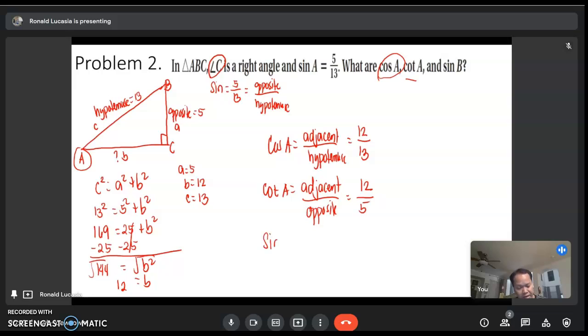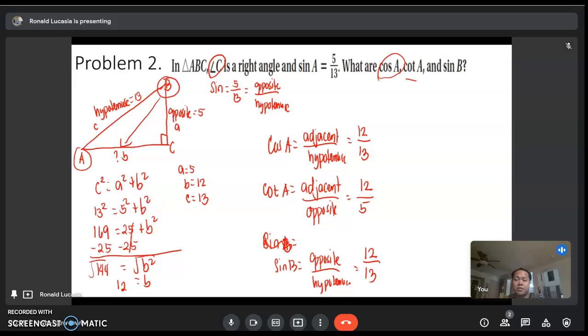And then you have sine B, sorry. This time you are going to look at the angle which is B. We know that sine is equal to opposite divided by the hypotenuse. So this time, the opposite side is this one, which is 12, and the hypotenuse is 13.